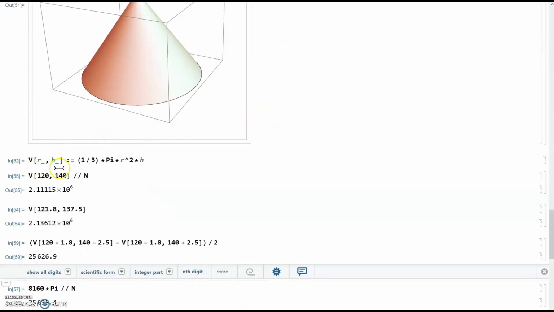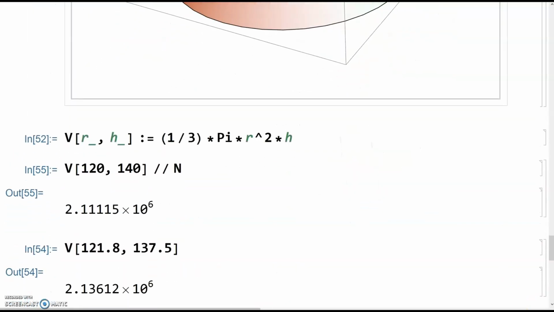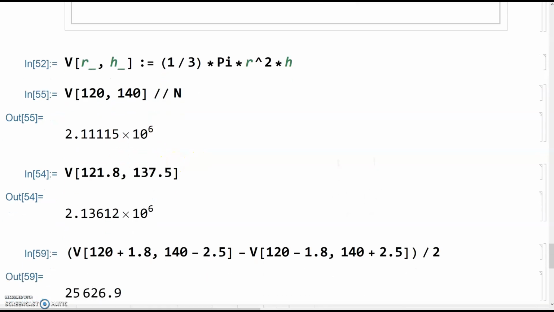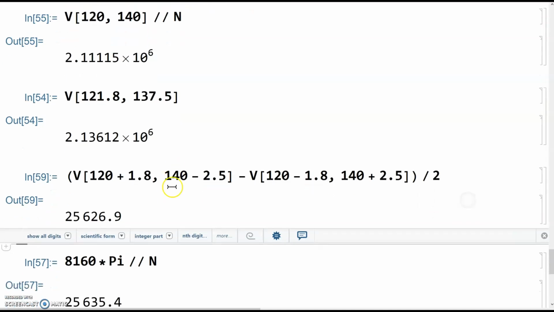I have the volume as a function of r and h, 1/3 pi r squared h. Here, let me zoom this in a little bit here. Okay, and so I set up my volume. The volume when r is 120, h is 140, is 2.1 times 10 to the 6, about 2 million cubic inches altogether. And what you can do is ask yourself, okay, well, 1 second ago, what was the radius and height? 1 second in the future, what would be the radius and height? So 120 plus 1.8, 140 minus 2.5 was, that's 1 second in the future, minus 1 second in the past.